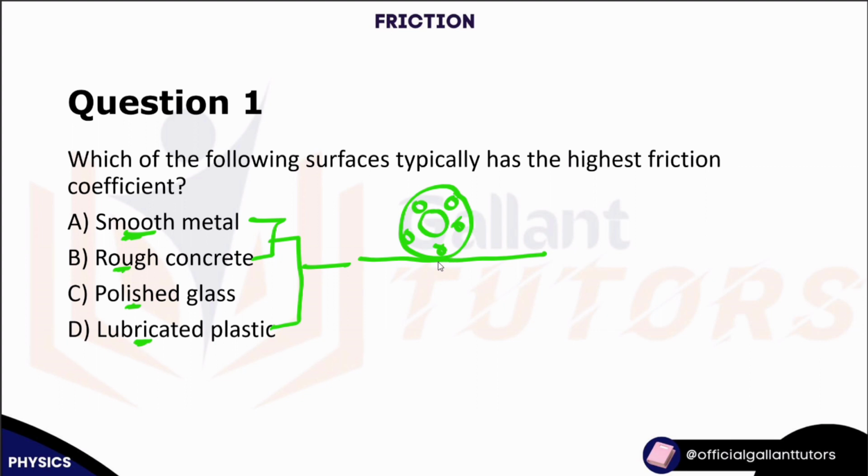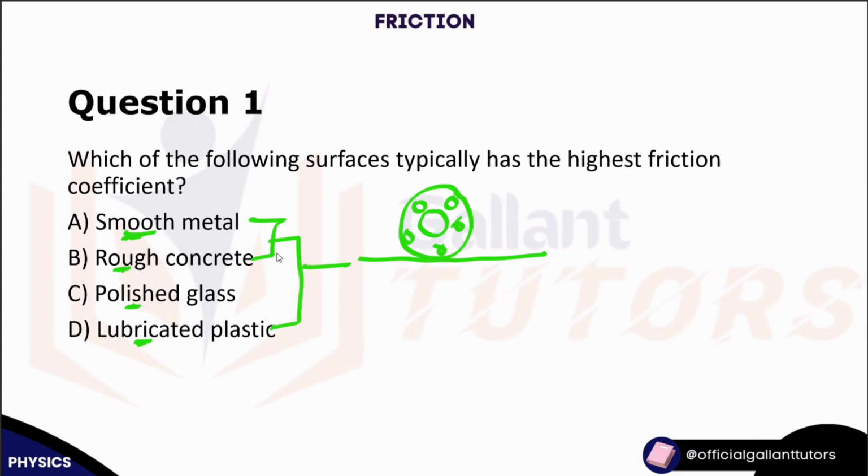A polished surface is one that is also smooth. It's one which was once rough, but due to some process is now smooth. Lubricated is not necessarily smooth, but due to the presence of lubricant, the frictional force that exists between these surfaces has been reduced. Exactly.